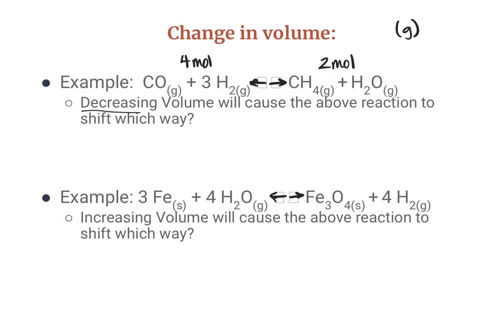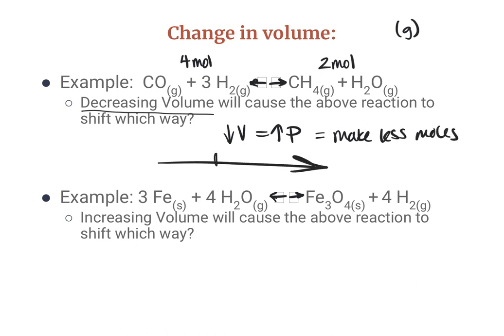So if I want to decrease the volume, decreasing volume means increasing pressure. If I'm increasing the pressure, I want to make less moles. So that means we're going to shift towards the right in this example. Okay, we would shift right if we're decreasing the volume.